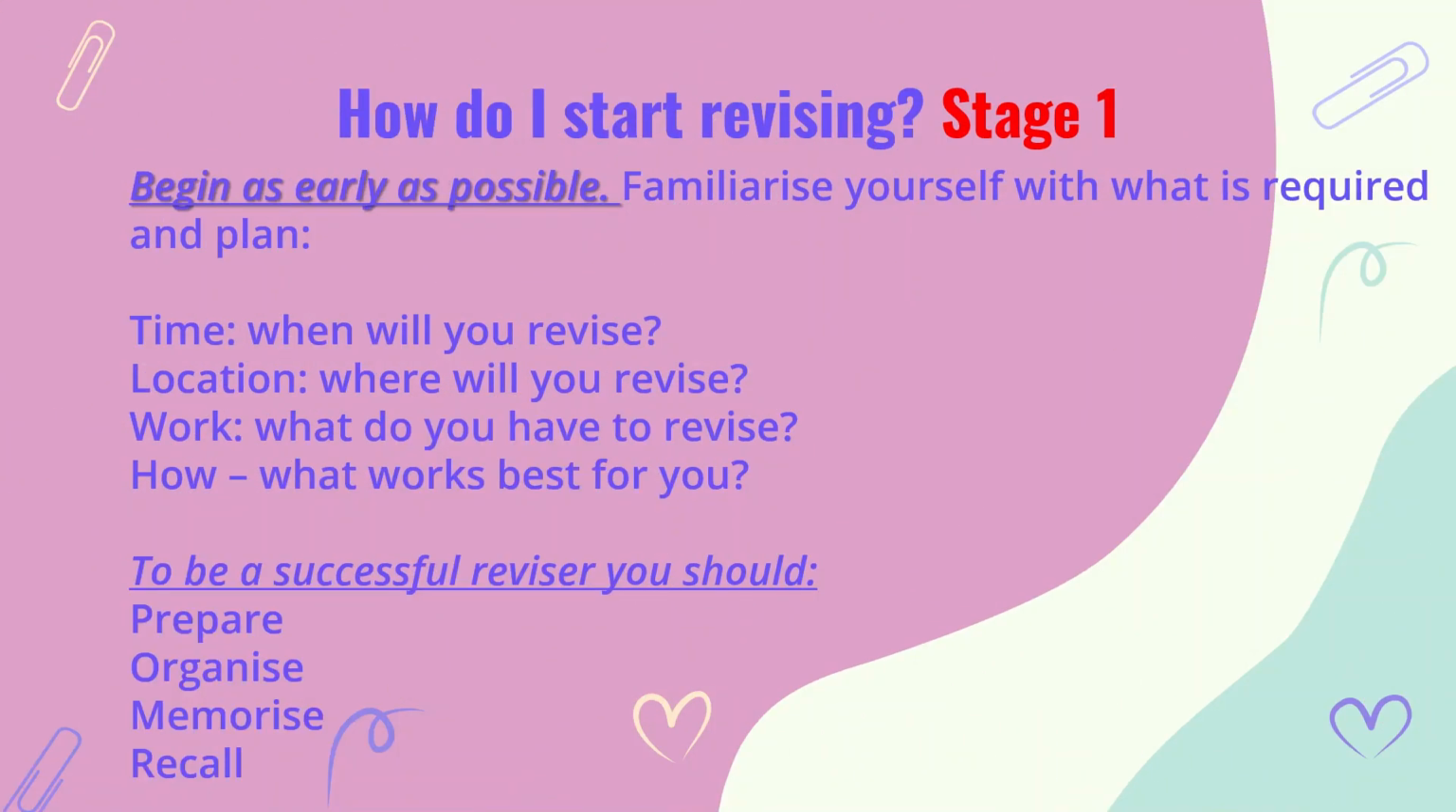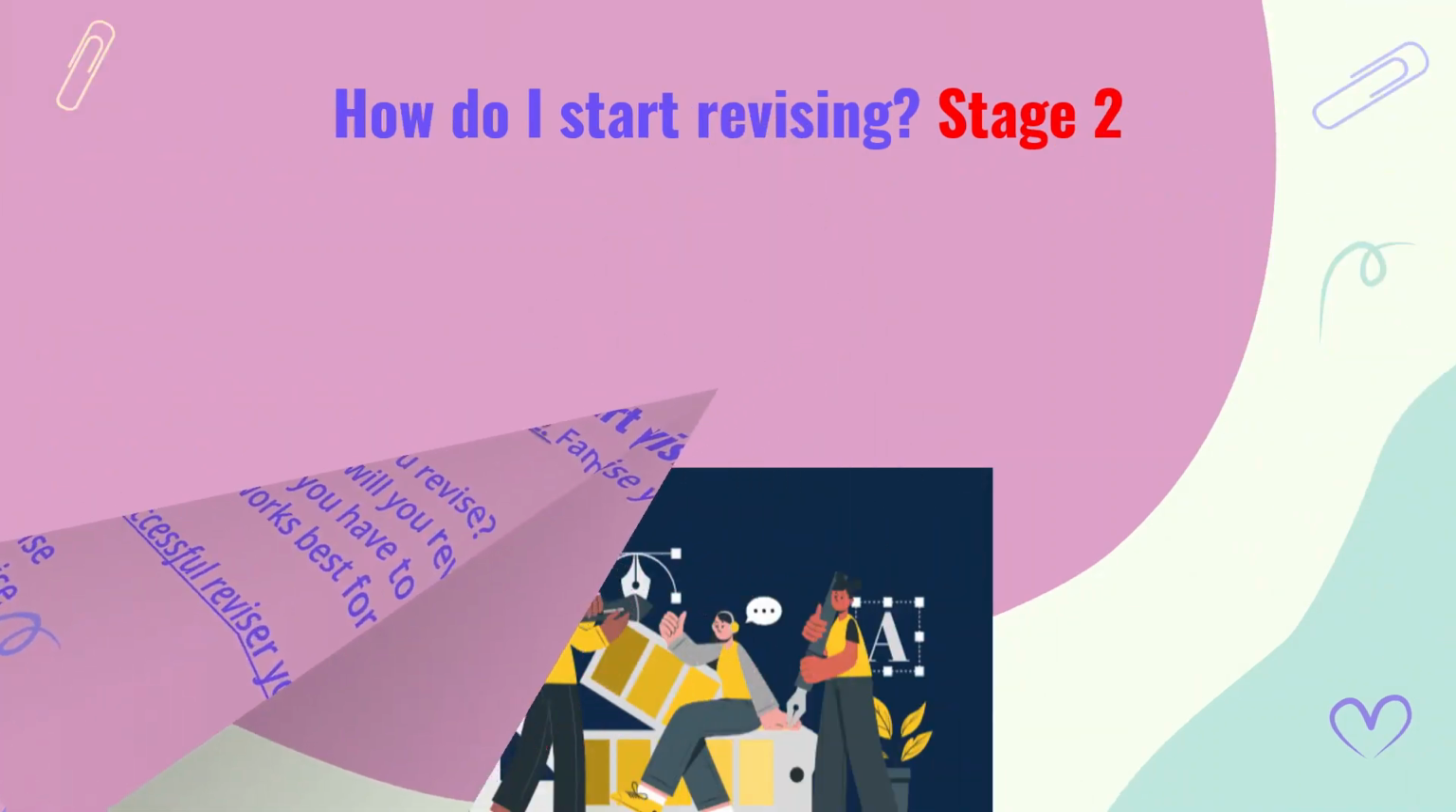So now we look at how do I revise. Begin as early as possible. Familiarize yourself with what is required and plan. Know the time when you will revise, the location where you will revise, what you have to revise and what works best for you. To be a very good, successful reviser, you need to prepare, organize, memorize and recall. Those are the key things that you need to be able to do for all the subjects.